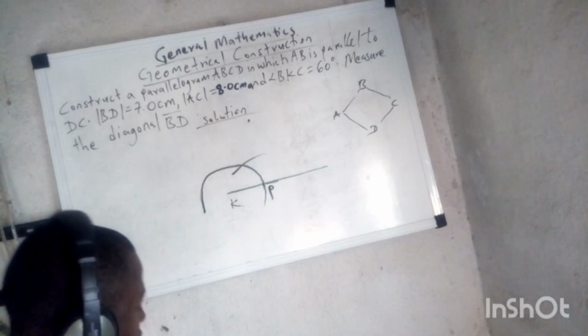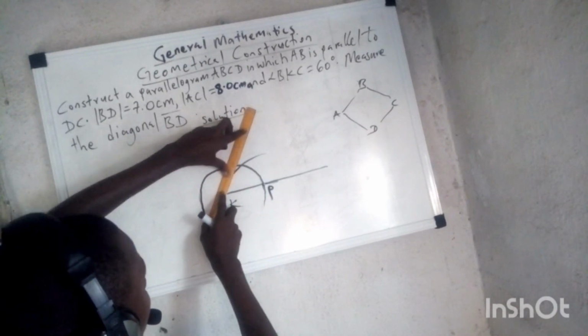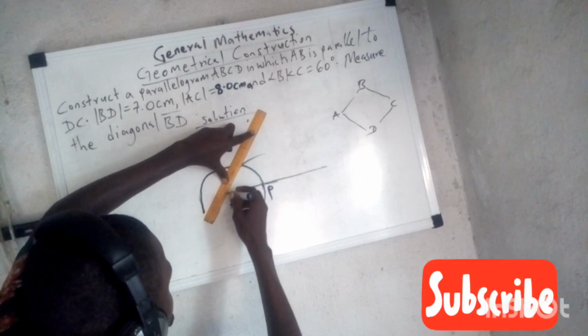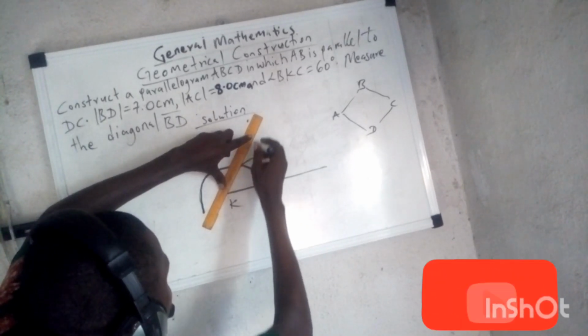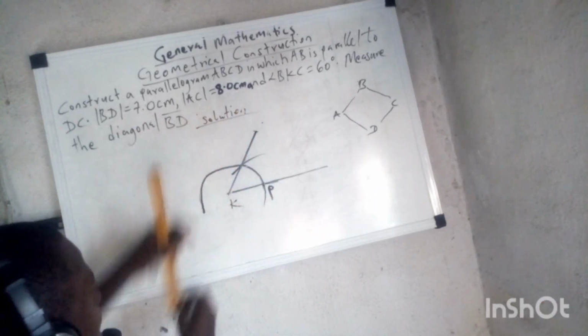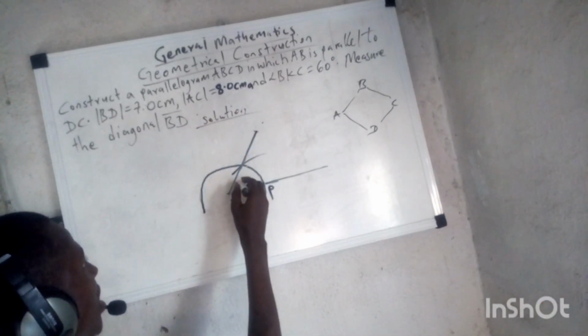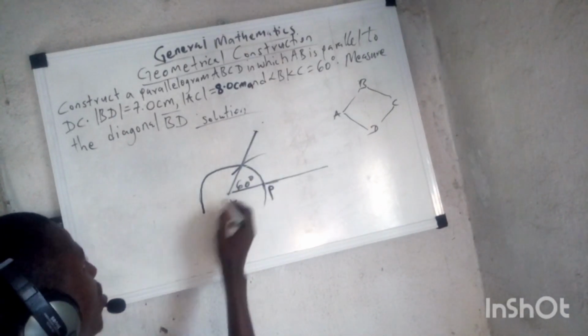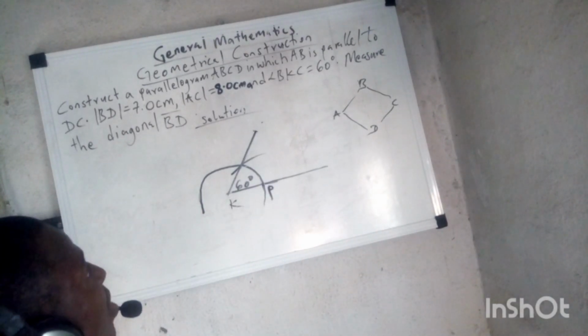Then use a ruler at the point of intersection to K. Draw out a straight line. Very good, to K. So this is 60 degrees. So we were able to get out 60 degrees.